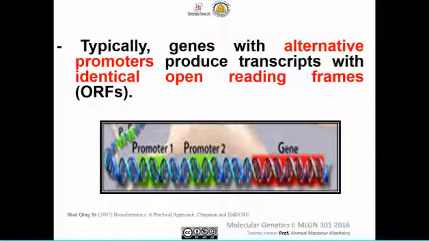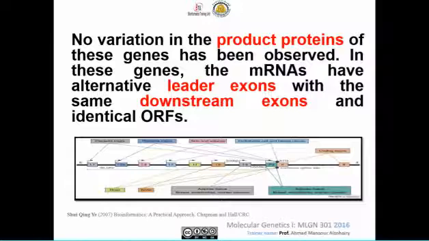Typically, genes with alternative promoters produce transcripts with an identical open reading frame, and this is very important to understand. In most cases, alternative promoters produce transcripts with an identical open reading frame. We may use the alternative promoter only to control the expression level and the turnover rate in different tissues. How much transcription is needed in different tissues is why we need alternative promoters. But typically the open reading frame itself is the same, with no difference. Of course, there are other, much rarer cases with some changes, but typically no variation in the protein products of these genes has been observed.